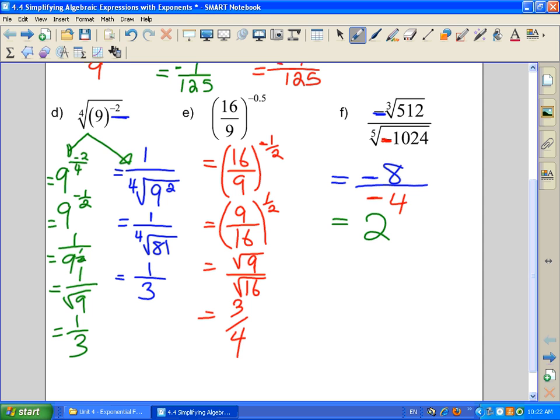So again, we're going to take these various laws that we just reviewed and carry them forward with algebraic expressions. So we're going to be simplifying today. We're just not going to solve.